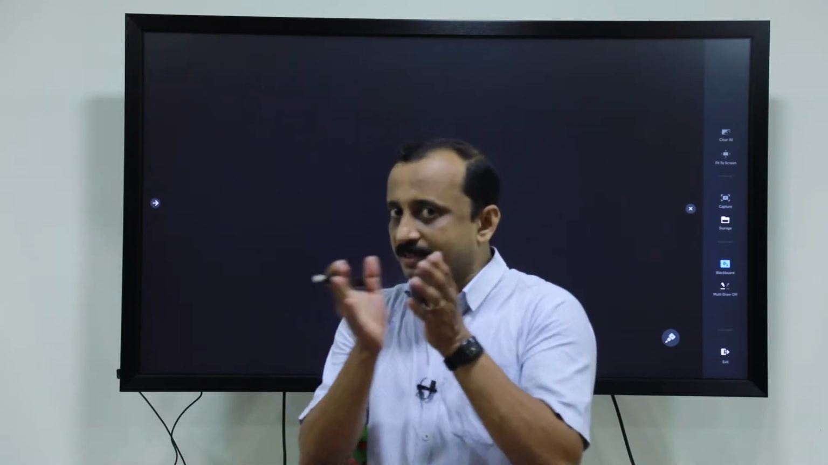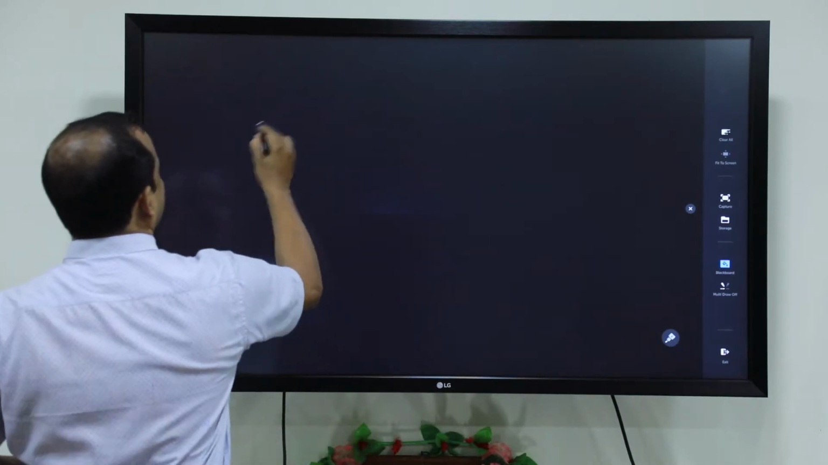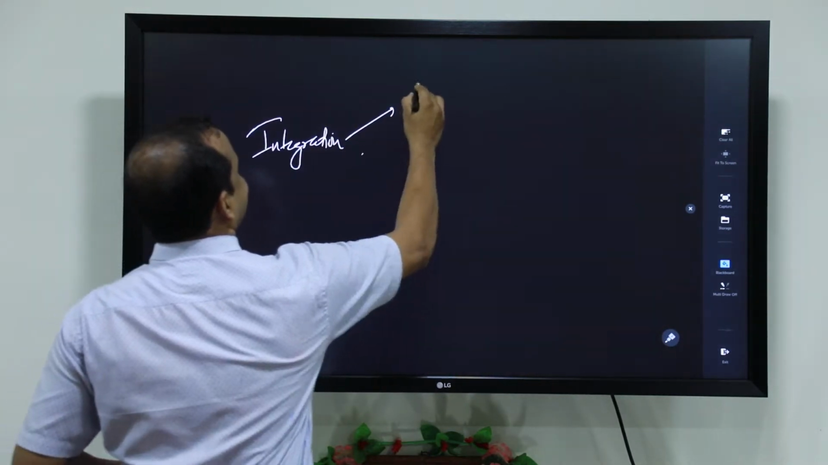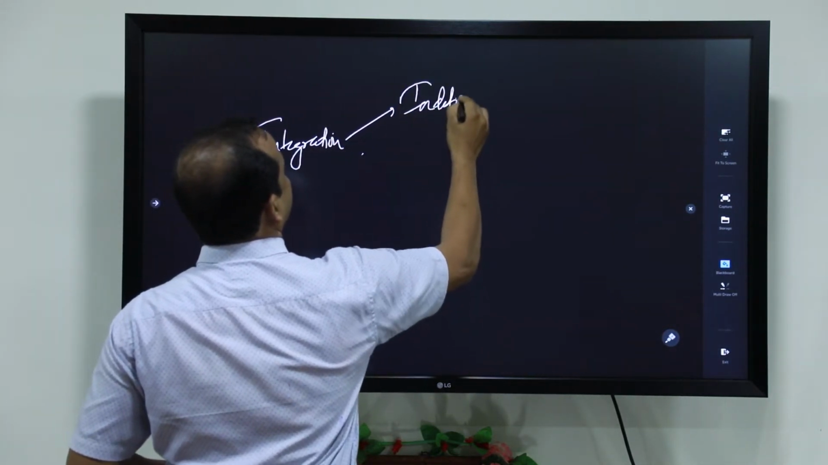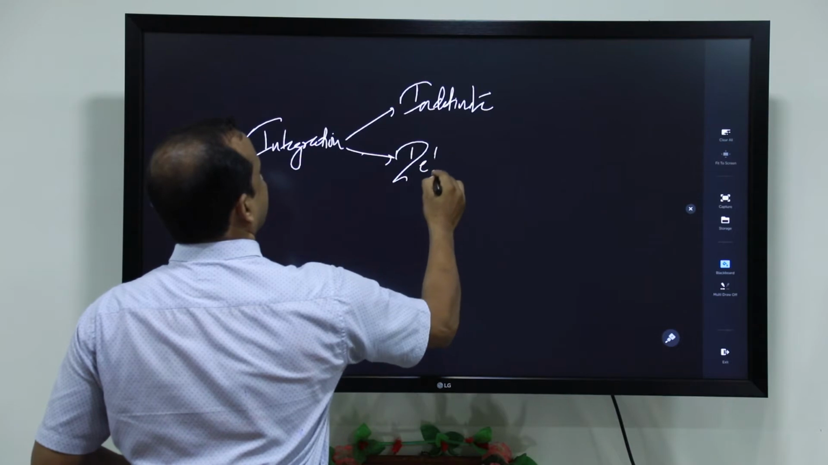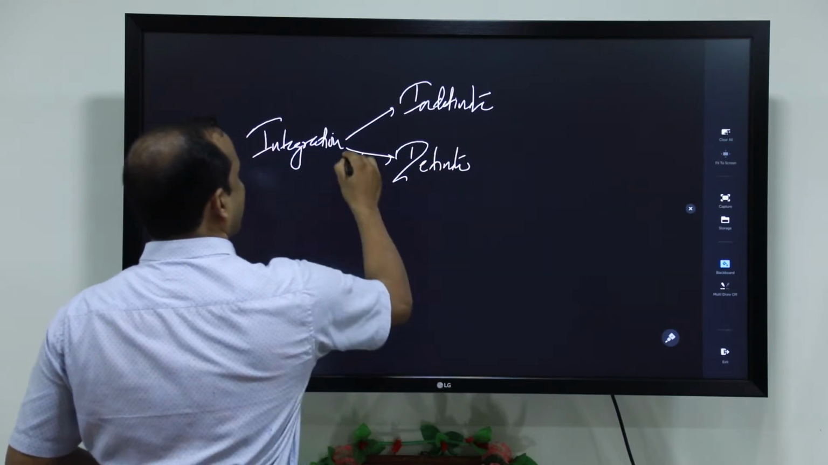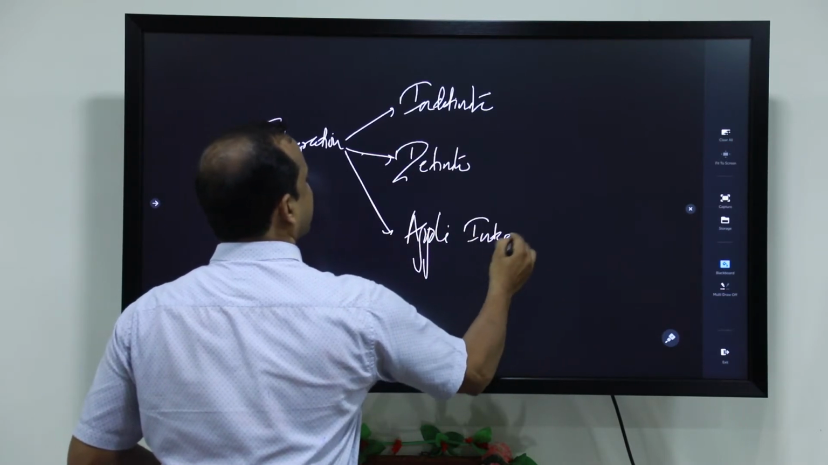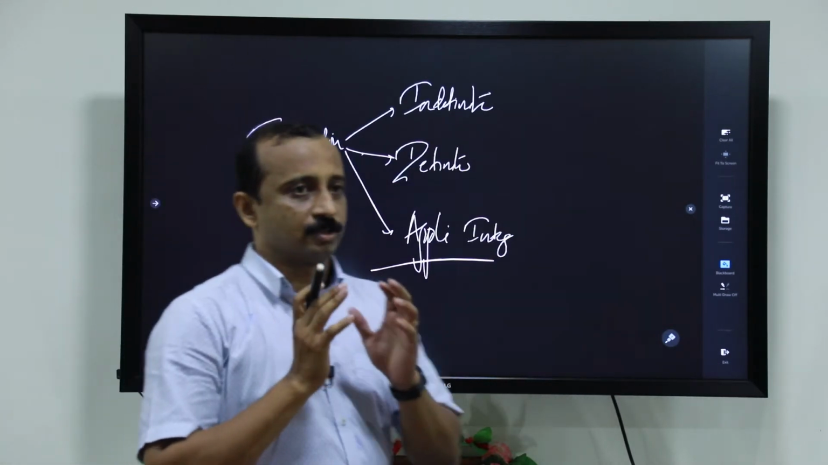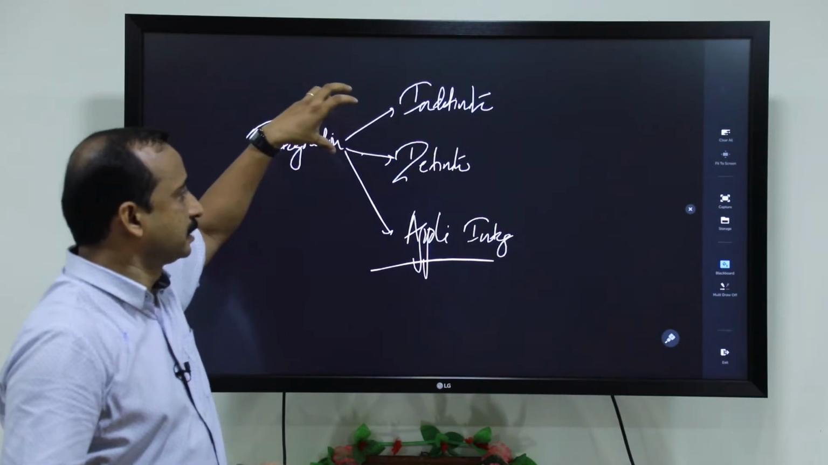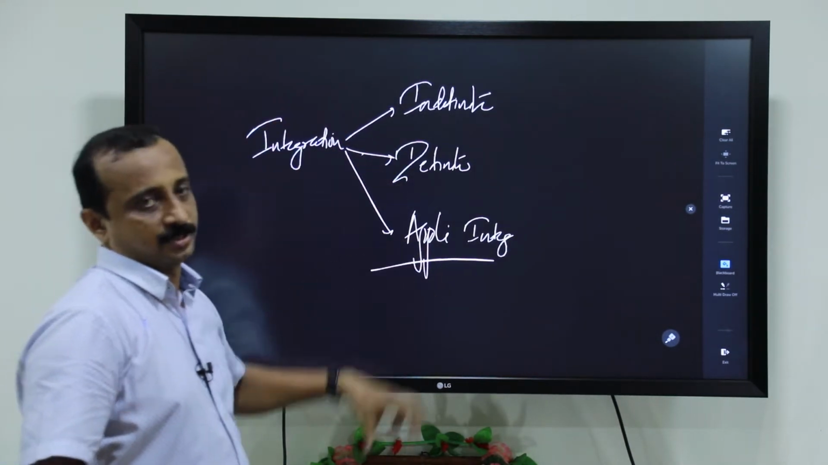Today we start a new chapter, that is integration. In the 12th class, integration consists of 3 sections. First is indefinite integral. Second, definite integral. And third section, applications of integration. In the 12th class, our integration portion contains 3 sections: first is indefinite integral, second is definite integral, and third is applications of integration.